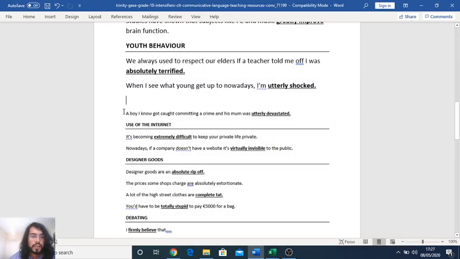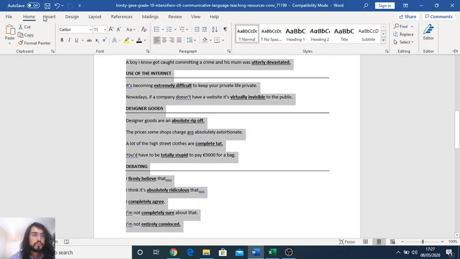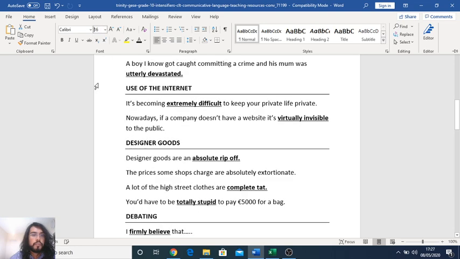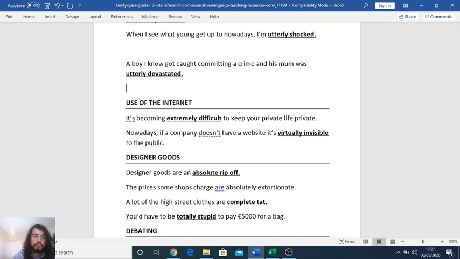Okay, so these sentences are quite small, so I'm going to enlarge them. A boy I knew got caught committing a crime, and his mum was utterly devastated. So, devastated, this word here. Do you have any idea what this word means? Have a guess. It's fine if you don't get the answer right, because we're here to learn. So, what do you think it means? Devastated.